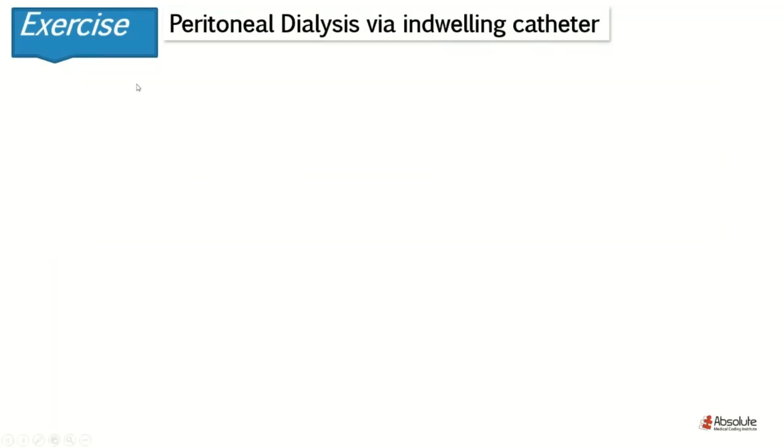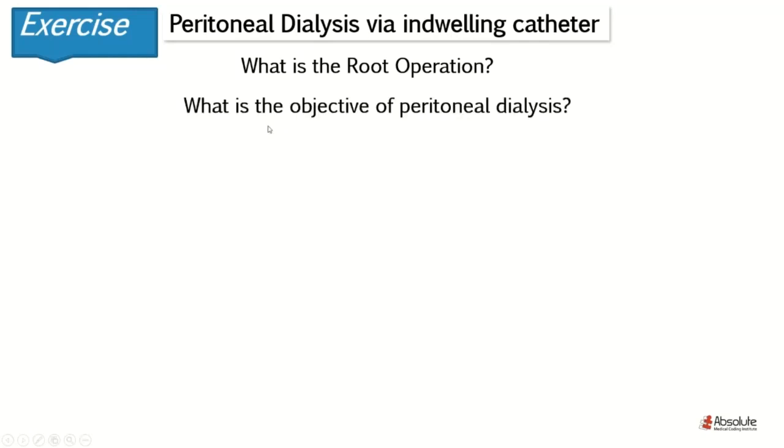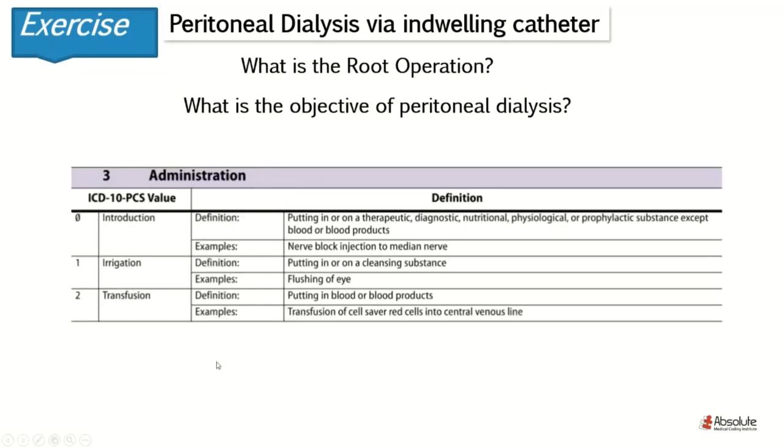Now let's review what is the root operation for peritoneal dialysis via indwelling catheter. Now remember, coders, I told you those three root operations. So let's review them together so you'll just know. If you want to know what the root operation is, you have to ask yourself, what is the objective of the peritoneal dialysis? And that objective, of the three, is irrigation. Yeah, that's exactly what it's doing. It's not a transfusion because that's only blood. An introduction is putting in or on a therapeutic, diagnostic, nutritional, physiological, or prophylactic substance, except blood or blood products.